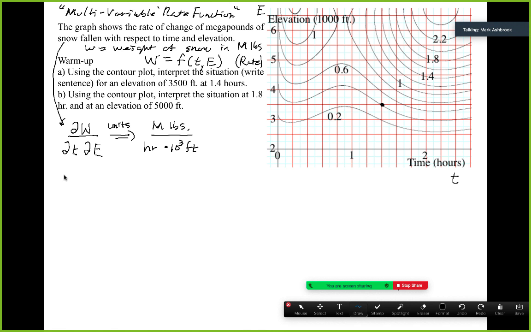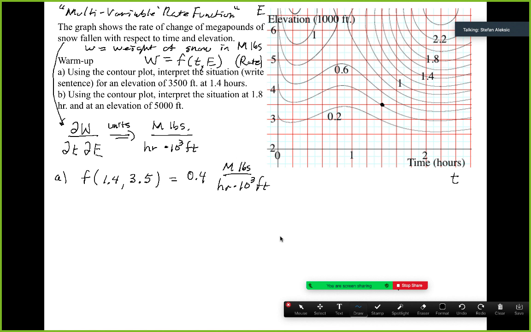So in part A, we are doing F of 1.4 and 3.5. And we get a value of what? 0.4, and that's going to be megapounds, like we said, per hour per 1,000 feet. Does that make sense? Any questions on that?